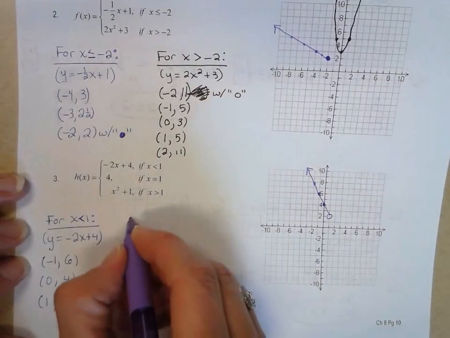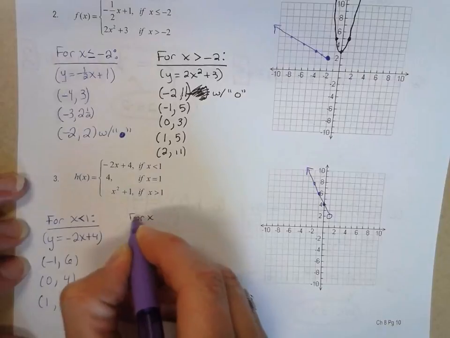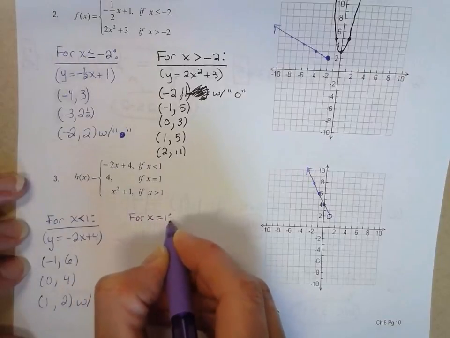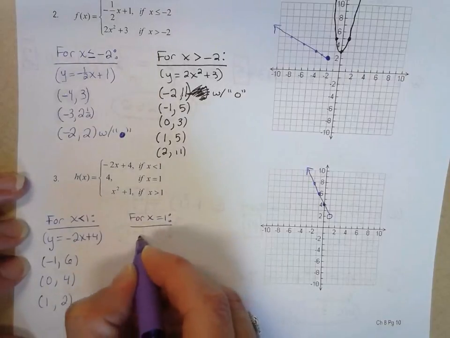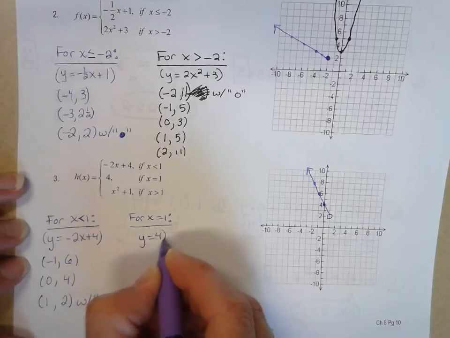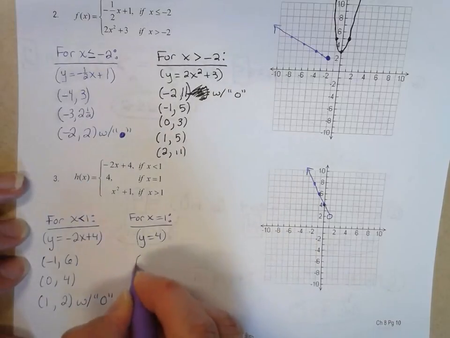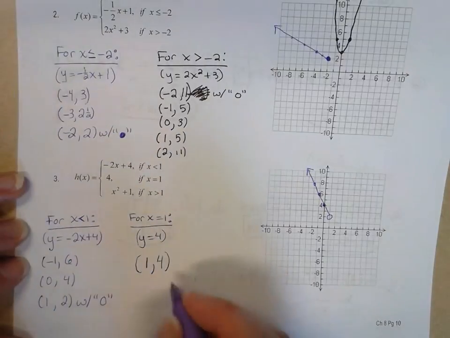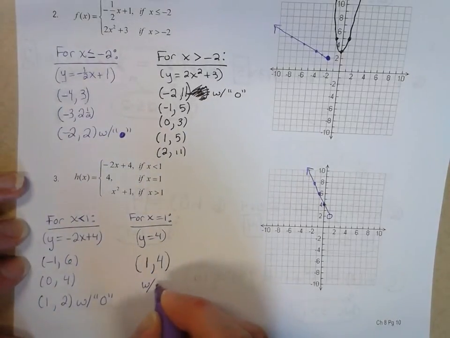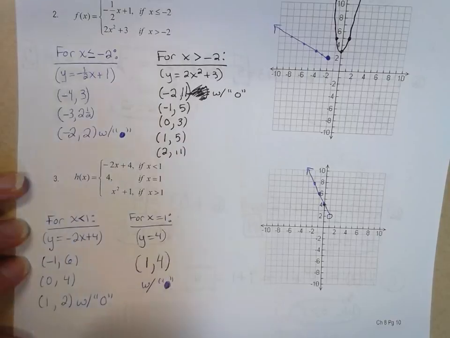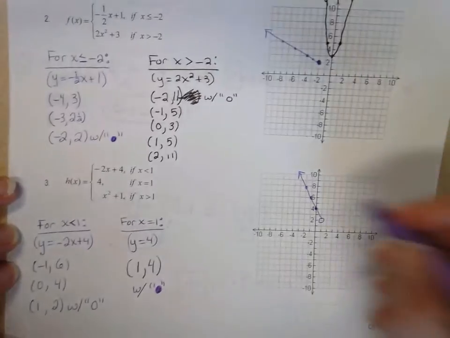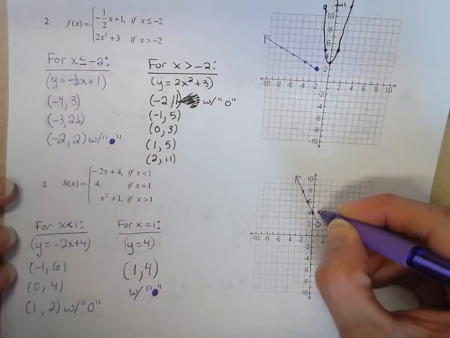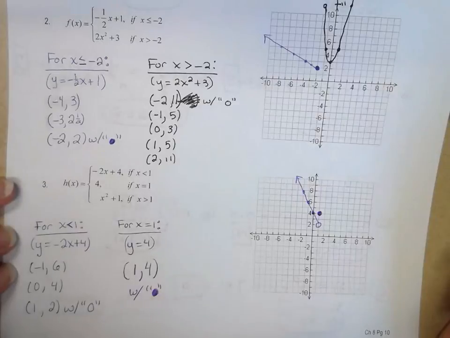Now, right at 1, so for x equals 1, the rule is y equals 4. So this is just the one point. At 1, the y coordinate is 4. So this is where this point is defined, and so we graph it with a very clear filled-in circle. So at 1, 4, that is where this point is defined.